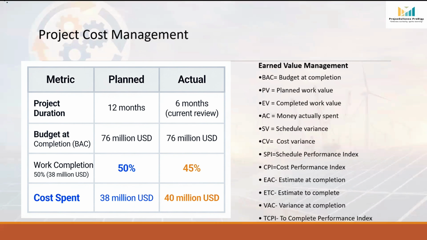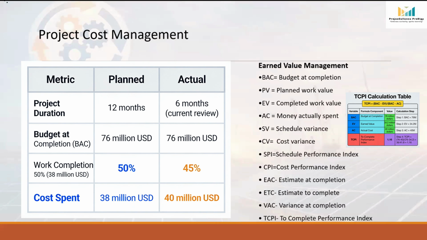TCPI, to complete performance index. Finally, suppose management says we still want to finish within the original budget. Now the question becomes, how efficiently must we perform the remaining work? This is called the to complete performance index or TCPI. The formula is TCPI equals (BAC minus EV) divided by (BAC minus AC). If we substitute the values, we get 1.16. What does this mean? It means that from today onwards, for every $1 we spend, we must produce $1.16 worth of planned work.